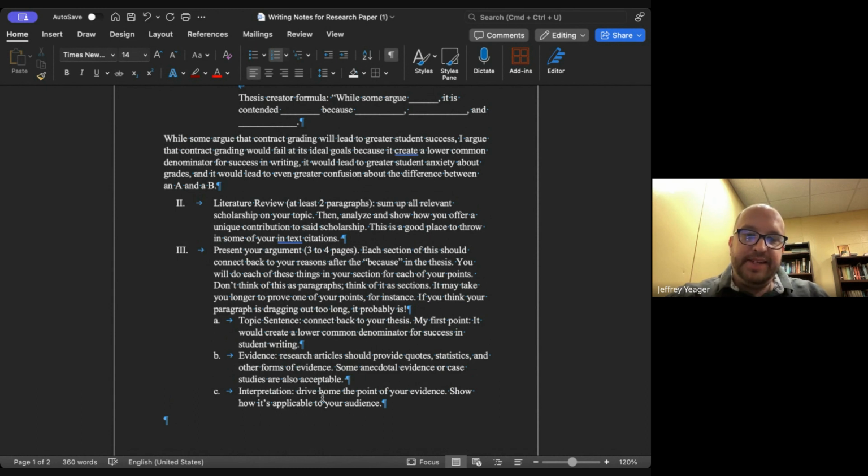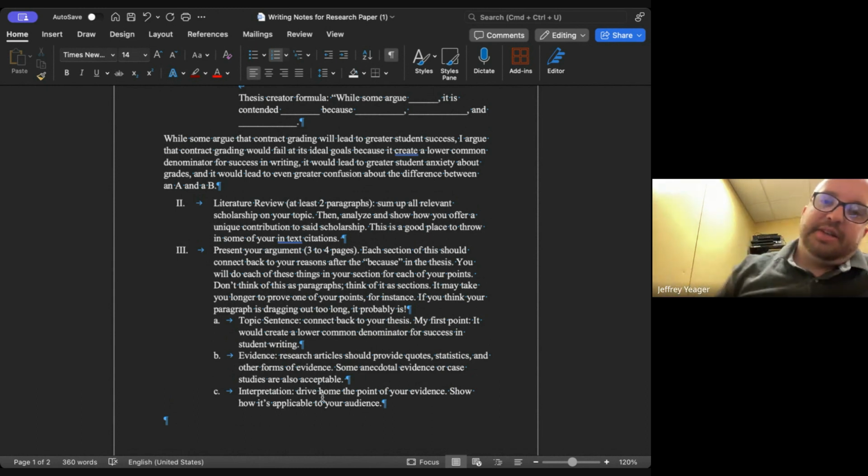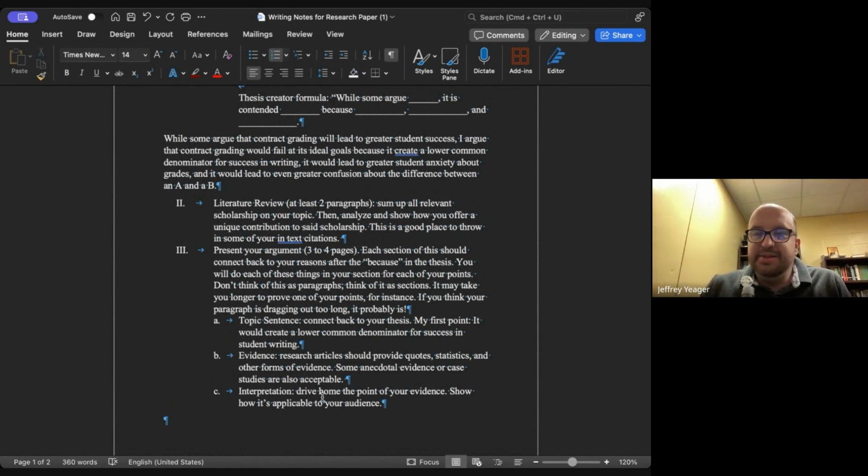Then you give evidence. So if I'm arguing that contract grading creates a lower common denominator for success in student writing, I need to prove that. So maybe I would go and find some quotes from my article, or some examples from your article that you looked up in your annotated bibliography. I would bring that in as evidence to support that claim.